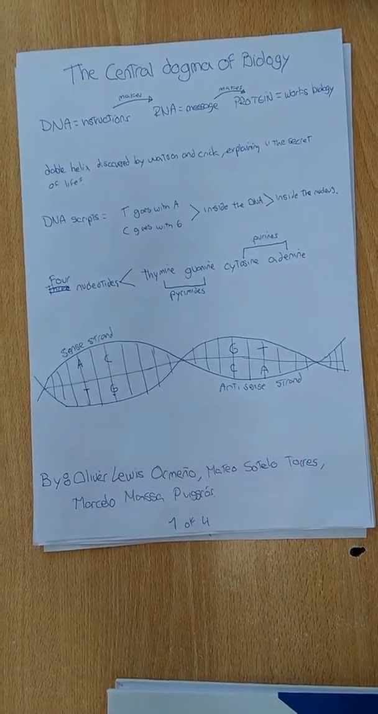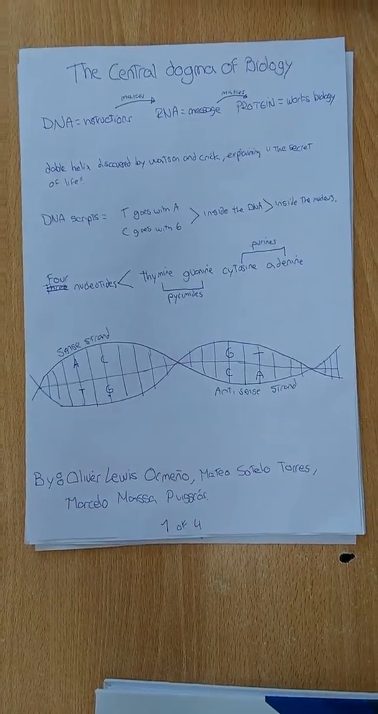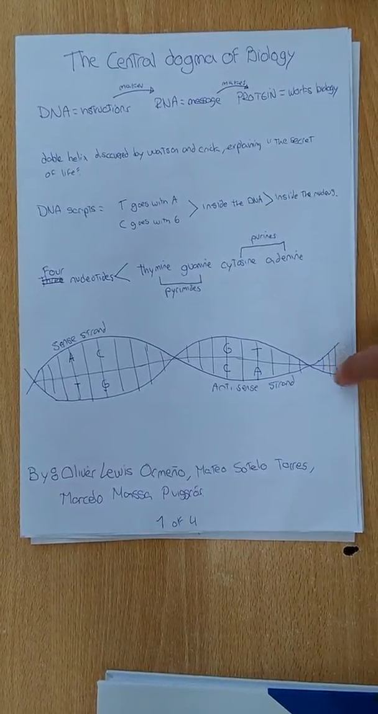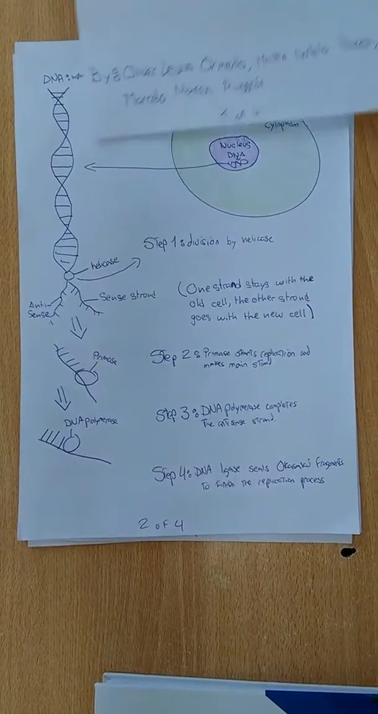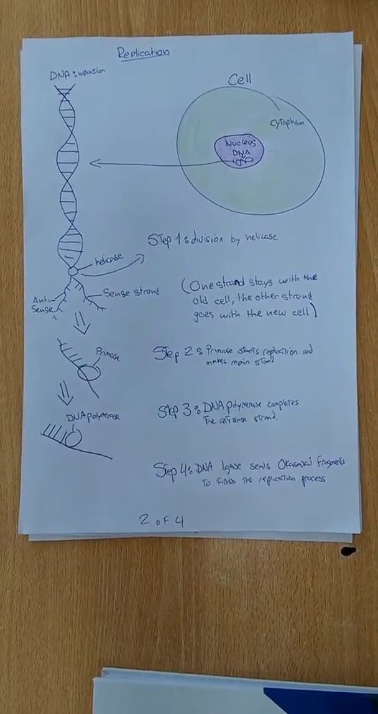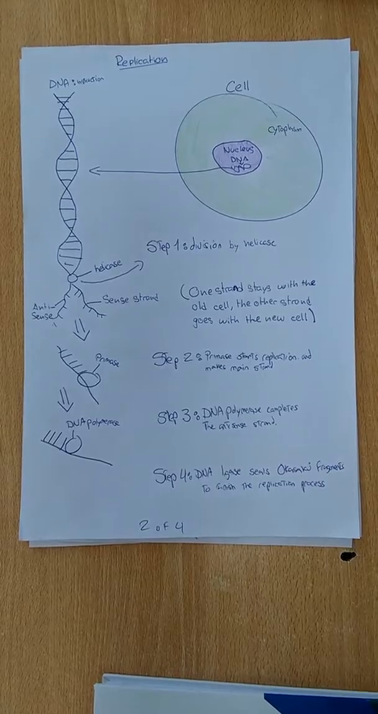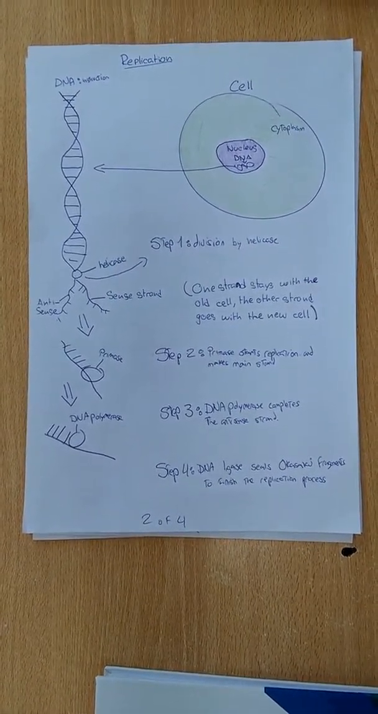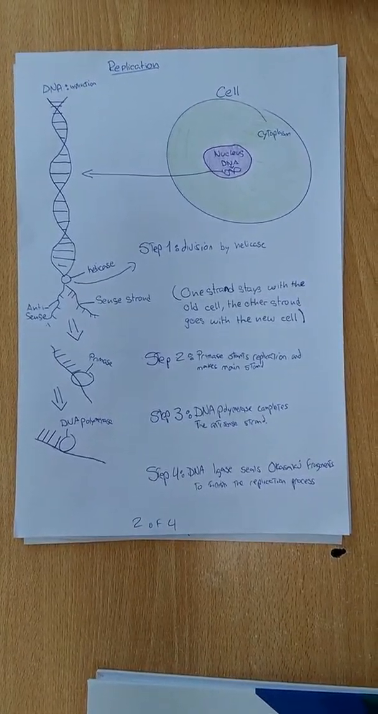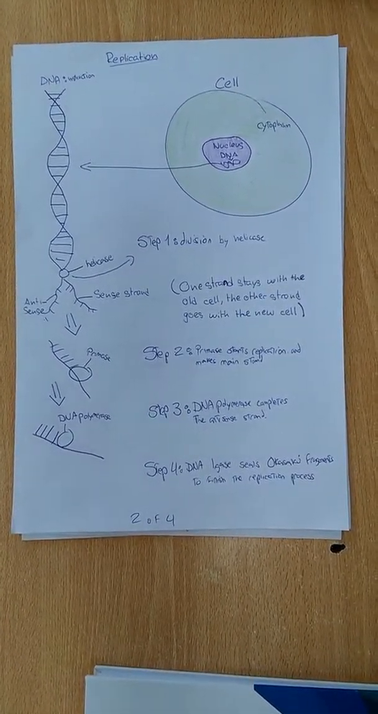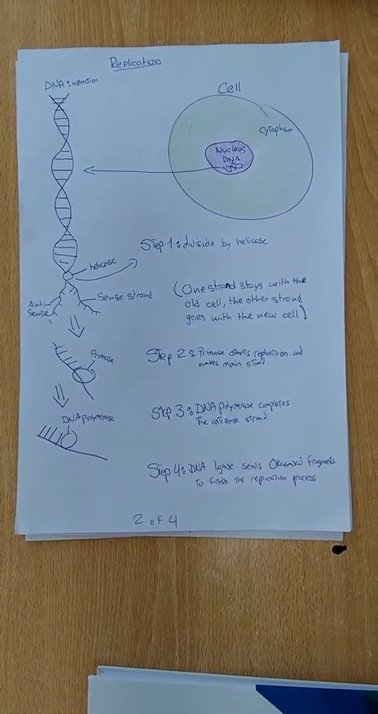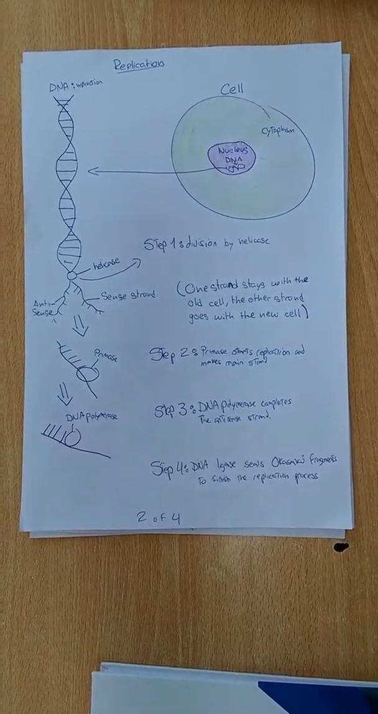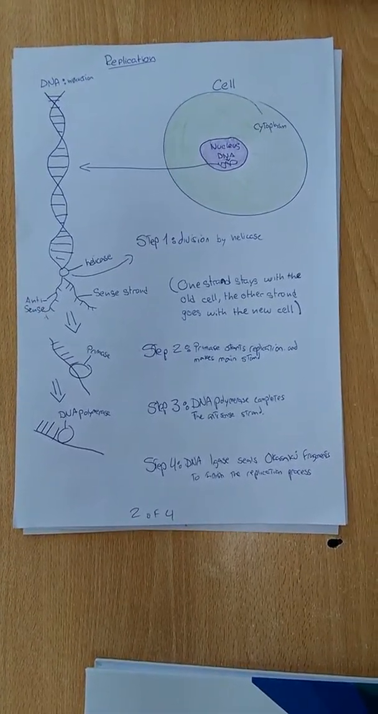Okay. One of the strands of the DNA is the sense strand, and the other one is the antisense strand. Both together make the DNA double helix. The cell is formed by a nucleus. The nucleus contains the DNA, which, as I already said, converts to RNA, which is found in the cytoplasm.